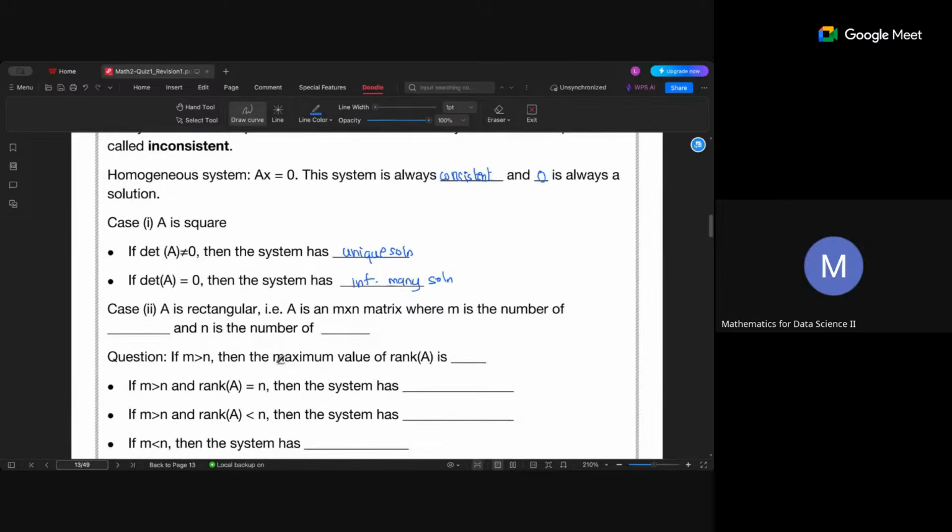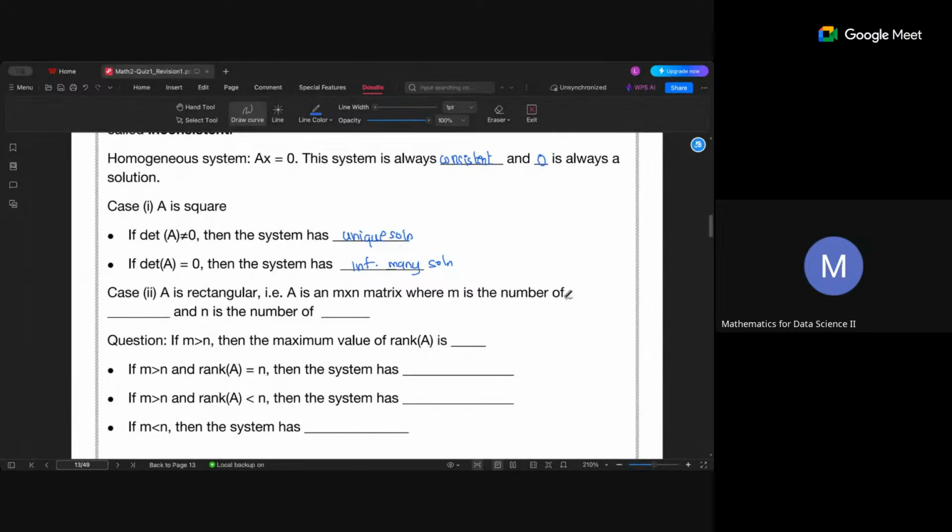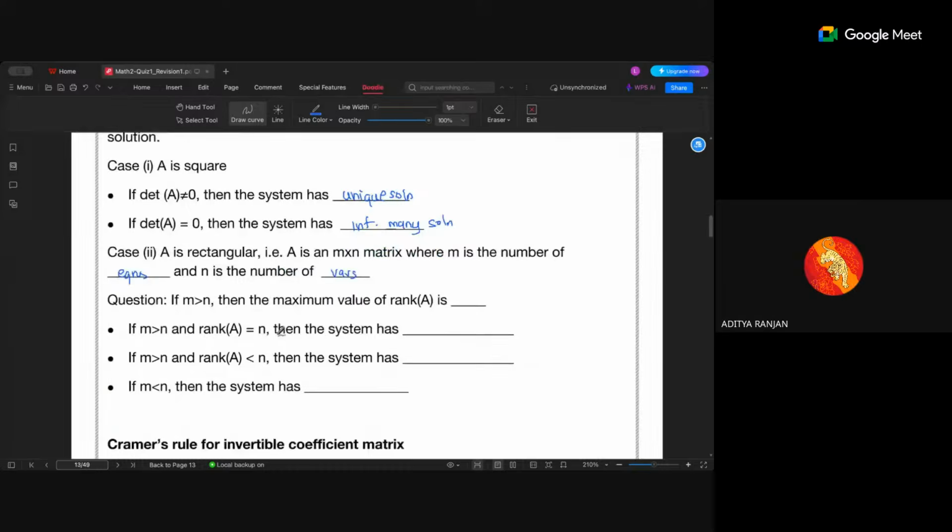All right. If A is a rectangular matrix, then what happens? If A is an m by n matrix, where m is the number of rows, the number of equations, and n is the number of variables. If m is greater than n, then the maximum value of the rank of A is n.